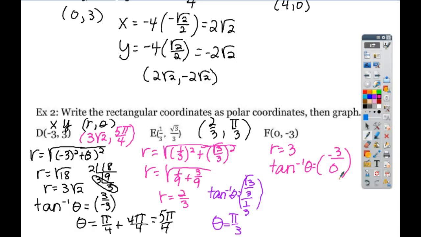So let's think about it really quick, just for a minute. I don't want to hurt your brains too much. But you're right. The undefined is at pi/2, correct? But I have 0, -3. So if it's undefined up here, what is it down here? Undefined. And if I plotted 0, -3, where would that be? It would be down here. It wouldn't be up here. So my theta this time is 3 pi/2.